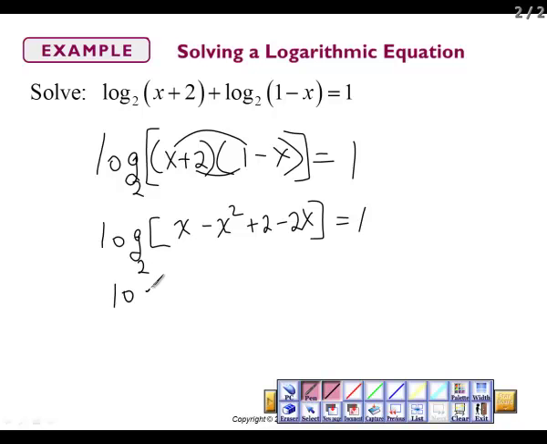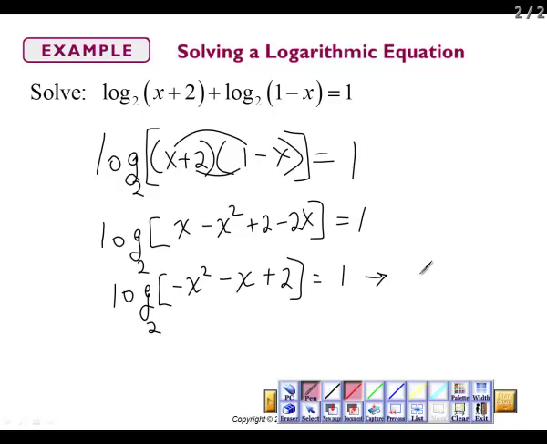And so we get log negative x squared, and then we've got a 1x and minus 2x, so that's minus 1x, and plus 2 base 2 equals 1. And so at this point we can convert from logarithmic to exponential form, and so this will be 2 to the first power equals negative x squared minus x plus 2.